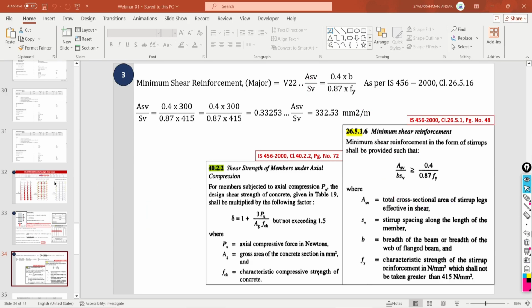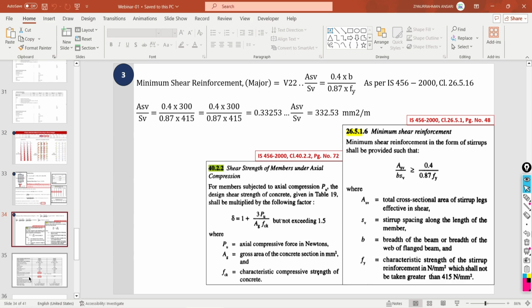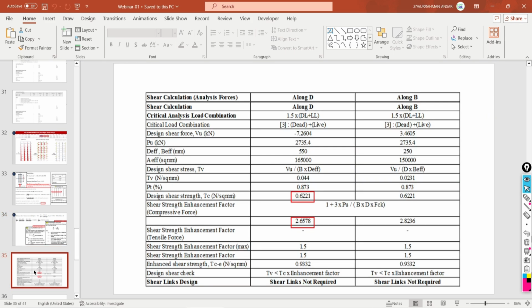Now we are going to see whether RCDC is doing it right or wrong for the shear. For the flexure we have seen that it is correct. For the shear, see here, the values for the major direction we have considered; you can do it for the other direction on your own. Now see the factored load: Pu value 2735 they have considered, we have considered 2747. Design shear force value 7.26, that also we have considered. Effective depth they have considered 550, we have considered 558.